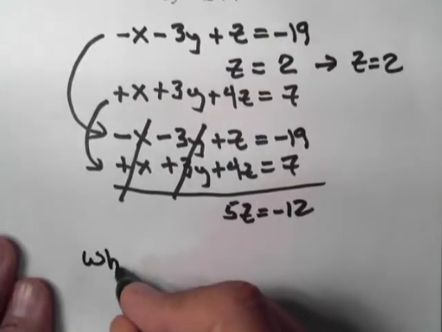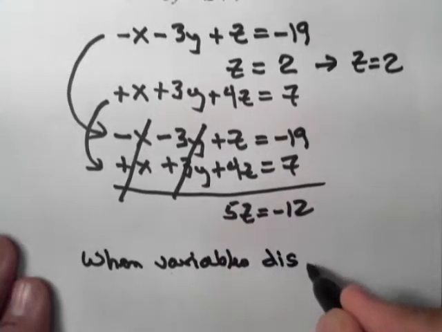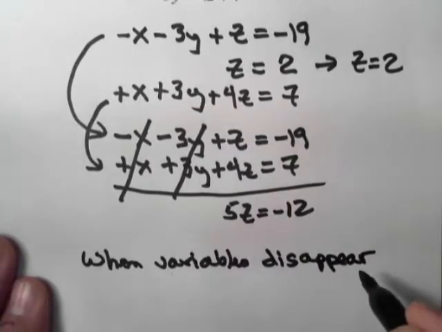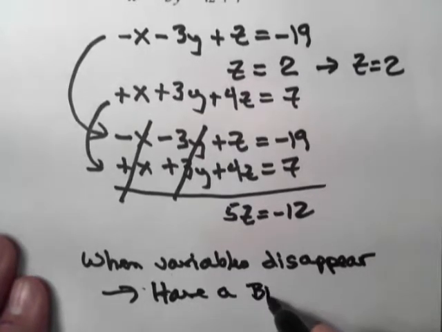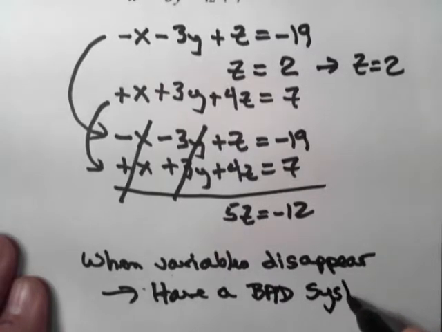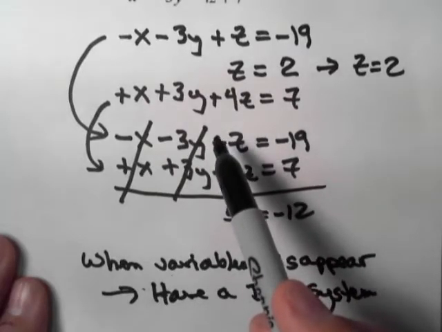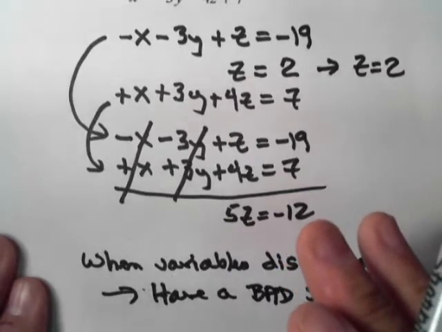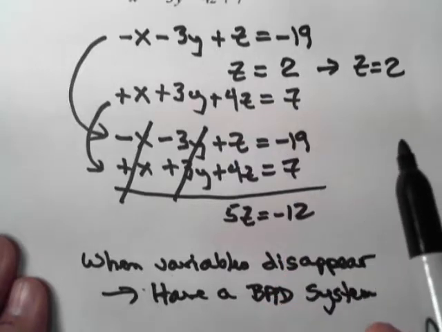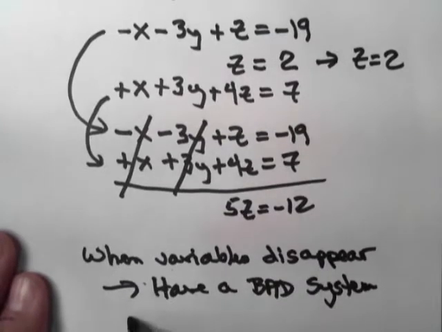Then, okay, when variables disappear, what that means is you have a bad system, and that means that some of the planes, remember when you have three variables, we're not talking about lines anymore, we're talking about planes in XYZ space. Two of them could be parallel, two of them could be on top of each other. There are all kinds of more things that can happen when you're talking about planes, but the key is if you have a bad system, okay, there is no solution.